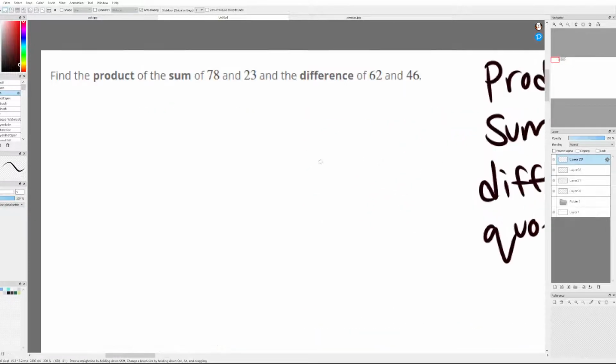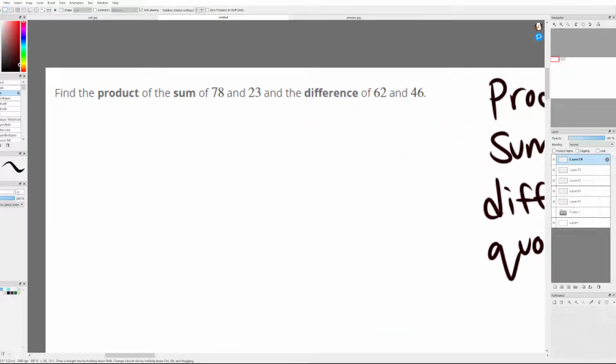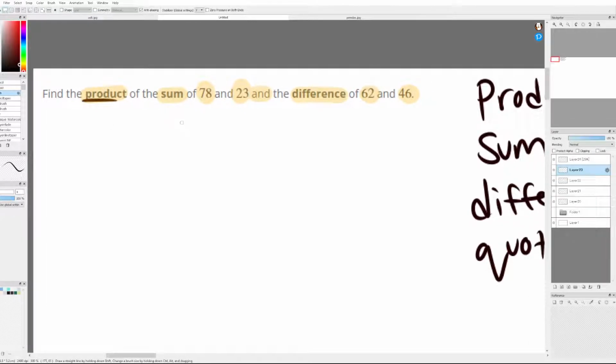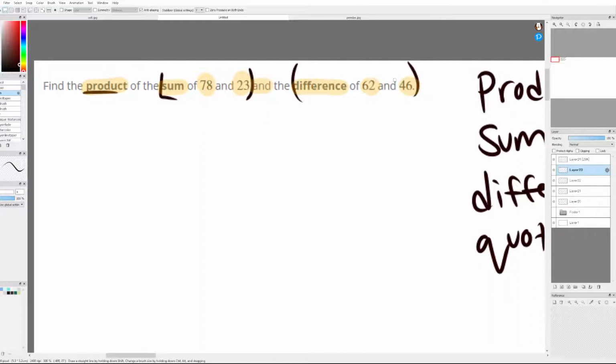So looking at this, the best thing to do is to read the problem. So we have the product of the sum of 78 and 23 and the difference of 62 and 46. If we break this apart, these are a little bit tricky when you're trying to decipher which comes first. But we're looking for the product of the sum of these two numbers and the difference of these two numbers.